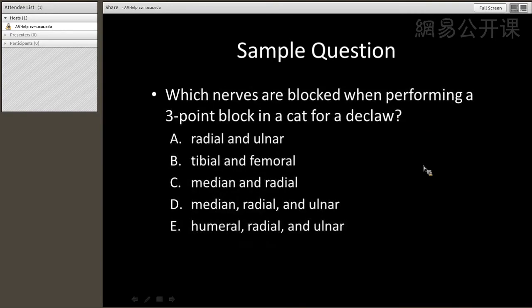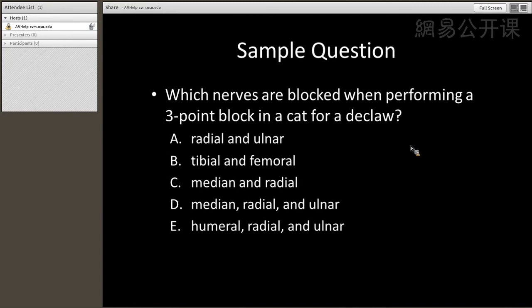So in every other patient, if you stay below 10 mg per kg, you'd be doing fine. Which 3 nerves do you block when you perform a 3-point block for a cat that's having a declaw? Which one? D? Yeah, it's D. You're going to block the median, the radial, and the ulnar nerve. 3-point block sort of tells you that it's 3, right? So that sort of counted out A, B, and C.